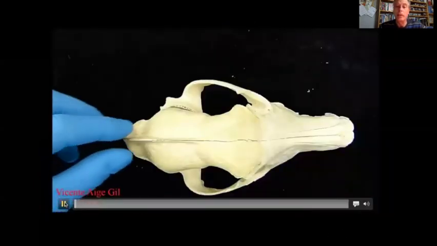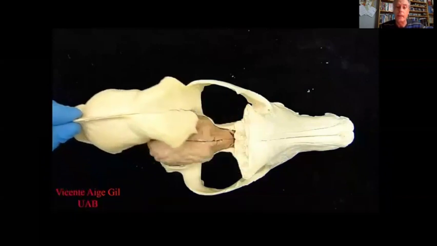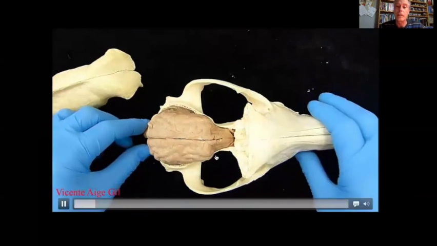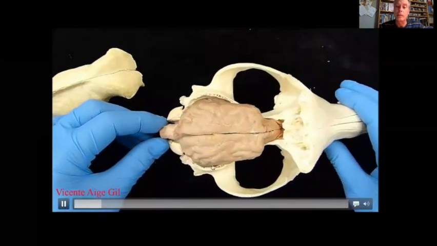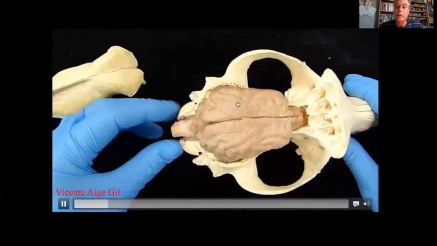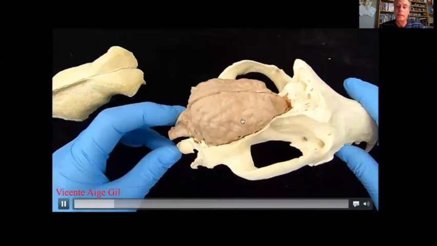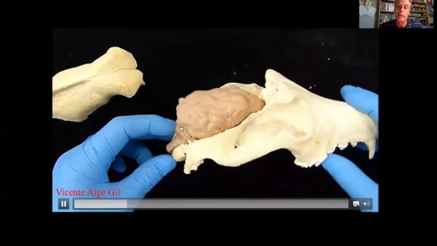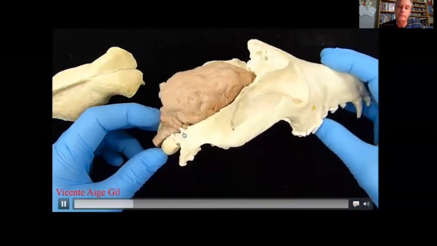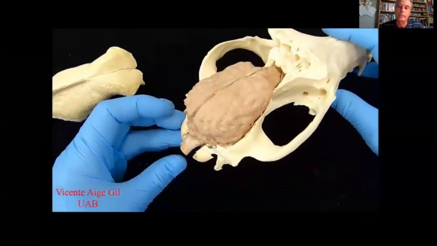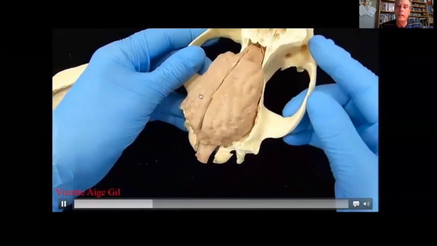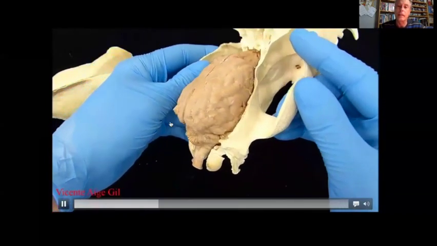Now we perform a dorsal craniotomy and we identify inside the cranial cavity the encephalon. As you see, there is not much space between the encephalon and the bones. Both cerebral hemispheres, okay, this is the right cerebral hemisphere. Behind is the cerebellum. Dorsally, both cerebral hemispheres, the left and the right, are separated by the longitudinal fissure.